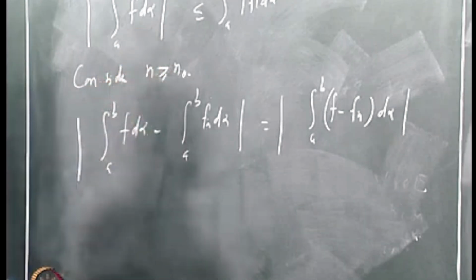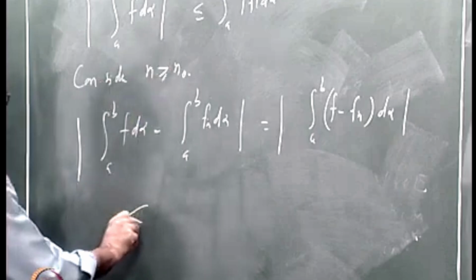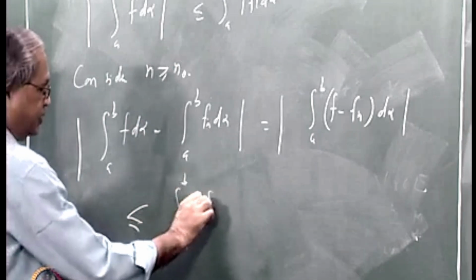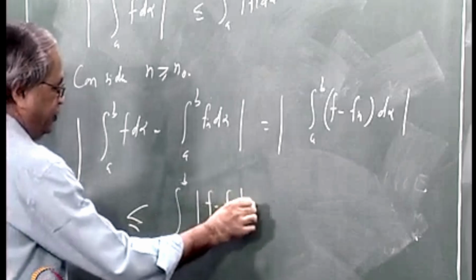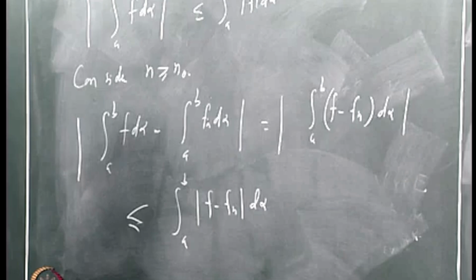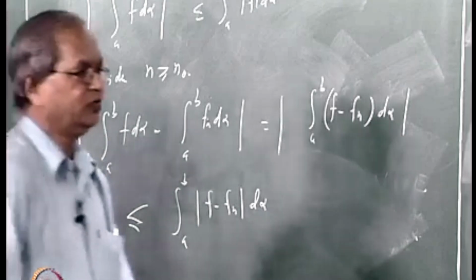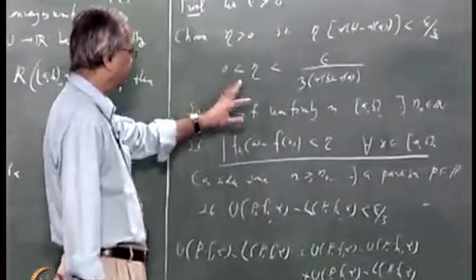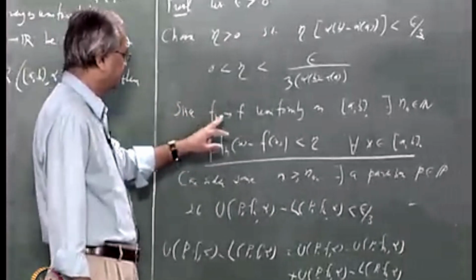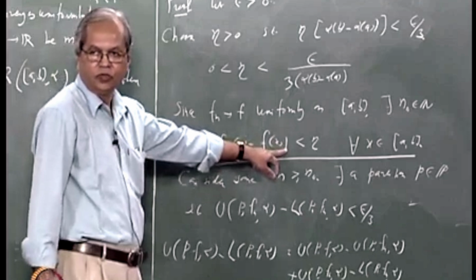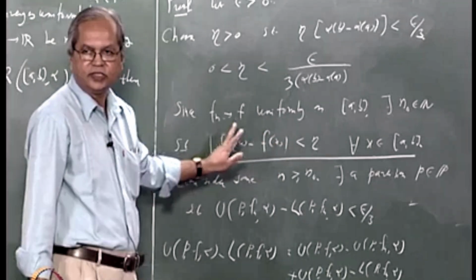So what it means is that this is less than or equal to integral a to b mod f minus f n d alpha, okay. Now again look at what we have said here. If n is bigger than or equal to n0, for every x in [a, b], mod fn x minus f x is less than eta, okay.